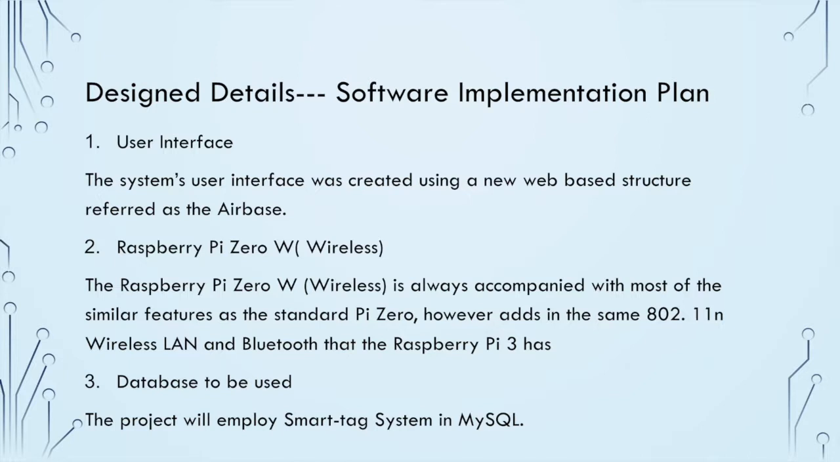However, it has the same 802.11 wireless LAN and Bluetooth that the Raspberry Pi 3 has. And the last one is the database to be used. The project will employ SmartTag systems in MySQL. This kind of database was chosen because it is free and easily accessible. This type of database is very effective in storing IoT data.